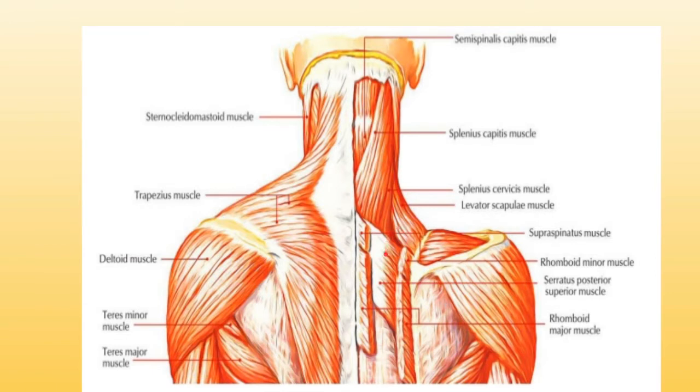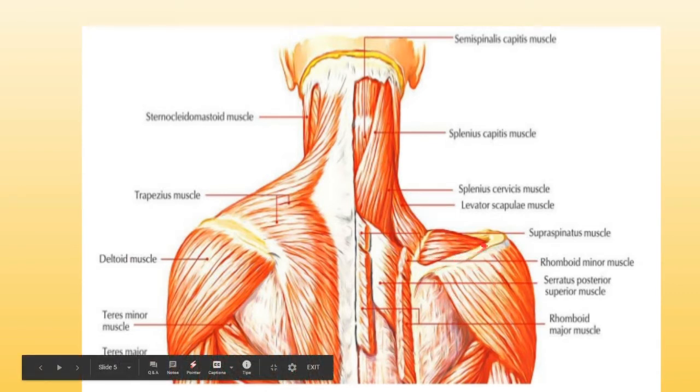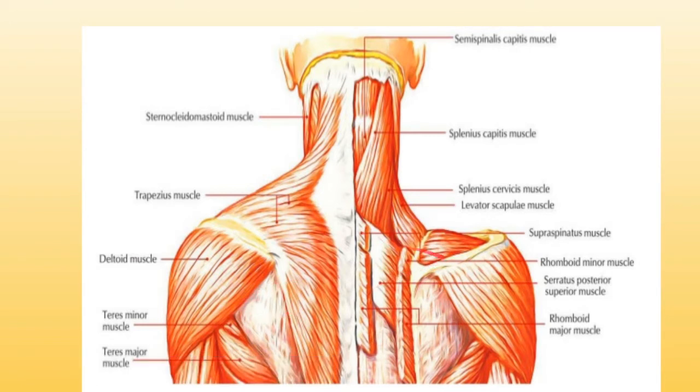And the rhomboideus minor, as you can see over here, and the rhomboideus major. Remember, rhomboideus minor is present above the rhomboideus major muscle. Then the supraspinatus. This is the supraspinatus muscle above the spine of the scapula, and the infraspinatus below this spine. Then the latissimus dorsi muscle. Last is the serratus posterior superior over here, under cover of rhomboideus minor and rhomboideus major.